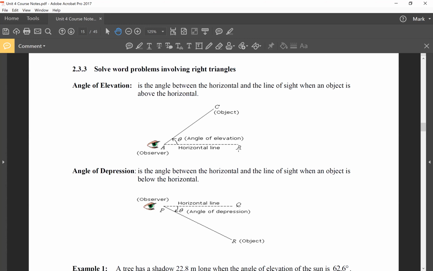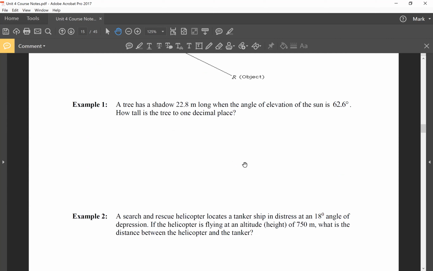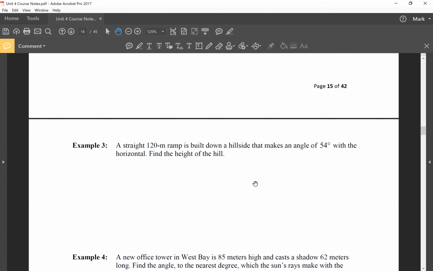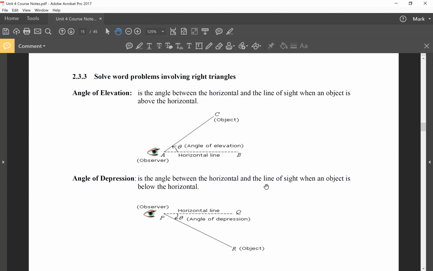The angle of elevation, and again, we're going to be talking about real examples here, like the shadow of a tree, the height of a building, the distance of a helicopter from the ground. We're going to look at real examples here. If you see the words angle of elevation, it means above the horizontal. If you see angle of depression, it means below.